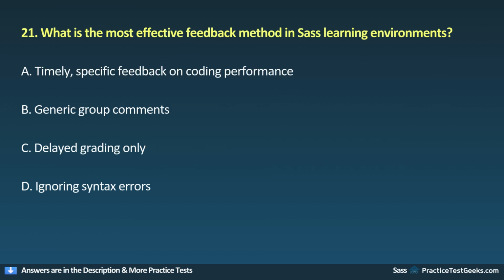21. What is the most effective feedback method in SASS learning environments? A. Timely, specific feedback on coding performance. B. Generic group comments. C. Delayed grading only. D. Ignoring syntax errors.